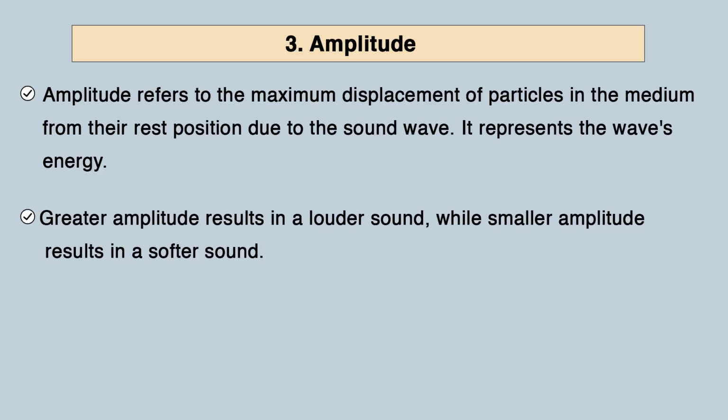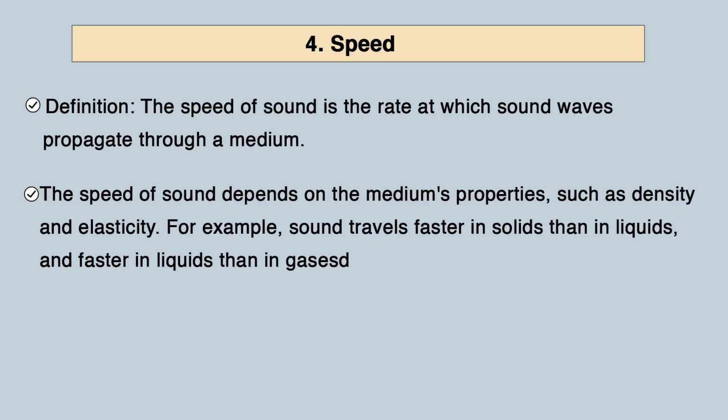Amplitude refers to the maximum displacement of particles in the medium from their rest position due to the sound wave. It represents the wave energy. Greater amplitude results in a louder sound, while smaller amplitude results in a softer sound, measured in decibels. The next characteristic is the speed. The speed of sound depends on the medium properties such as density and elasticity. For example, sound travels faster in a solid than in a liquid and faster in a liquid than in the gaseous phase.